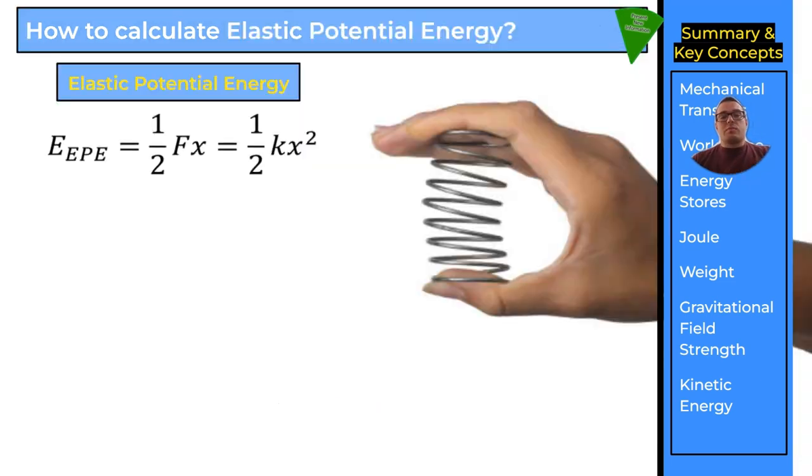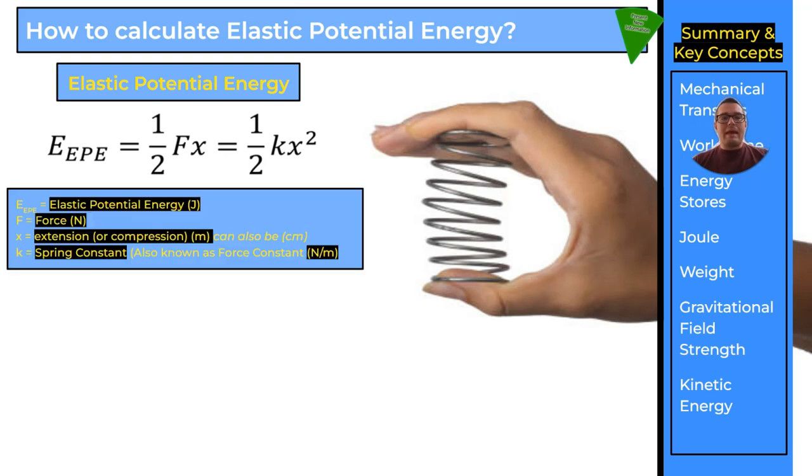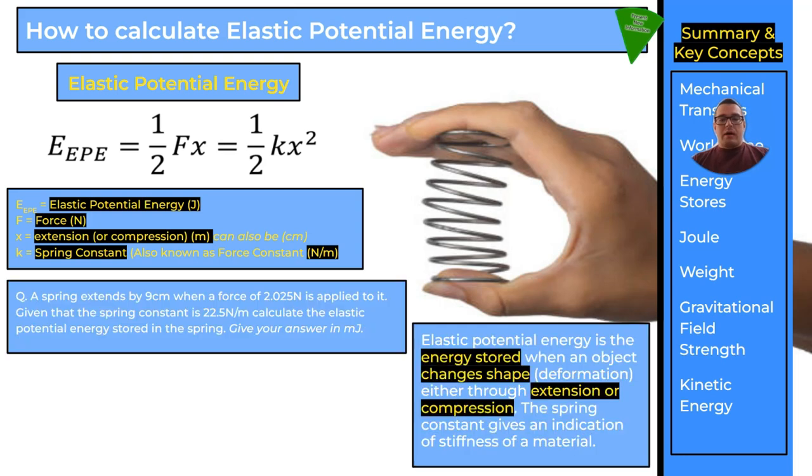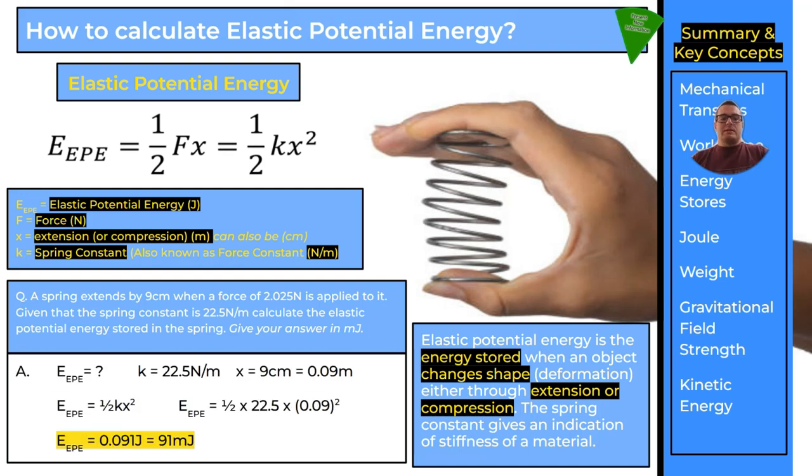Another equation that comes up in this topic is elastic potential energy. Remember there are two equations for that, half Fx and half kx squared, so you should be able to use both. k is the spring constant and x is the extension, F is the force applied on the spring. Again, here's an example of a simple calculation you can do for this, but in this there's the added issue of giving your answer in millijoules. Again, please feel free to pause the video and have a go at this. The answer in this particular case is 91 millijoules.